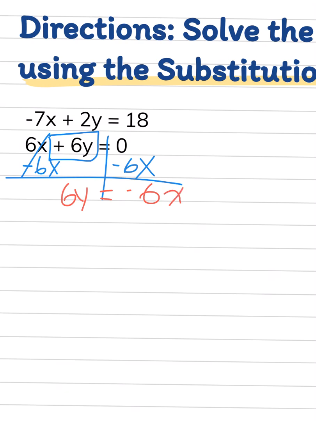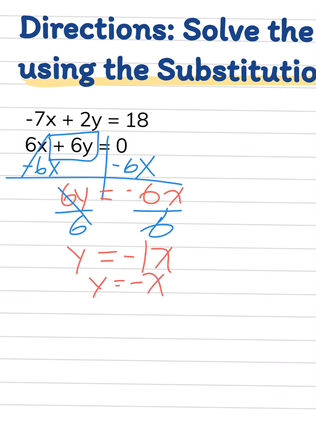All right, one step and we have y by itself. Divide by 6 on both sides. Y is equal to negative 1x, or you could just put negative x, if it's just one. Exactly. Good job.